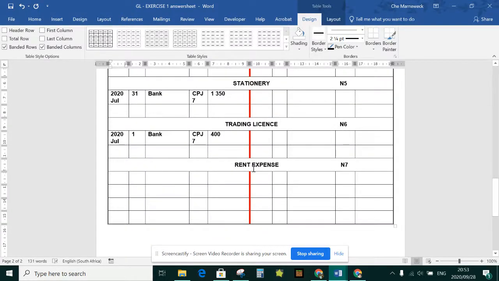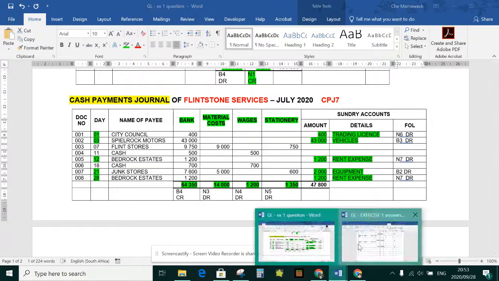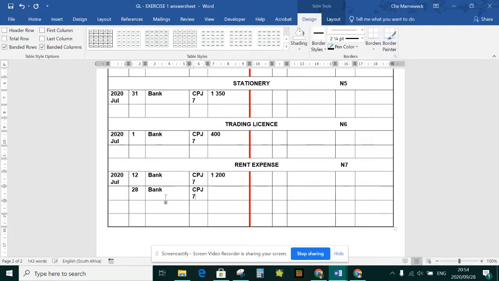Our last one, we're on to rent expense. Rent expense is in the cash payments journal sundry account. So I'm going to take the amount on the specific day. There are two different amounts that I'm posting, day 12 and day 28. And it's going on the debit side. So I'm on the left-hand side, 2020, July. The first transaction is on day 12. The partner account is bank, CPJ7, and the amount is 1,200. The next one for rent expense is on day 28. The account is bank, the journal is CPJ7, and the amount is 1,200.